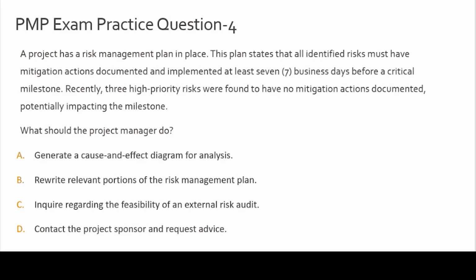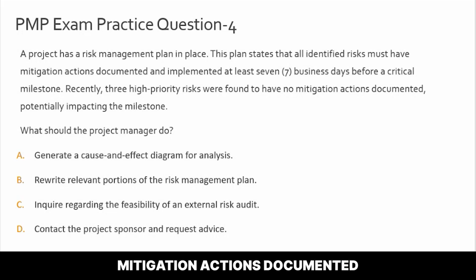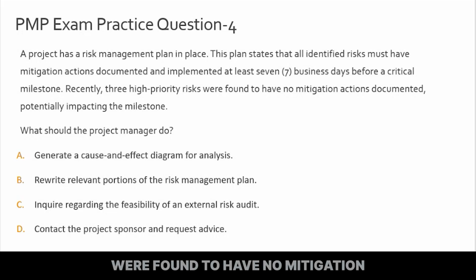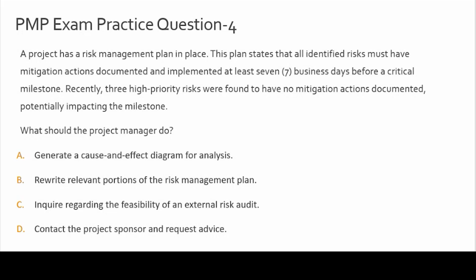Right, so let's get started. A project has a risk management plan in place, okay? This plan states that all identified risks must have mitigation actions documented and implemented at least 7 business days before a critical milestone, all right? Recently, 3 high priority risks were found to have no mitigation actions documented, and that potentially had an impact on the milestone. So what should the project manager do now?